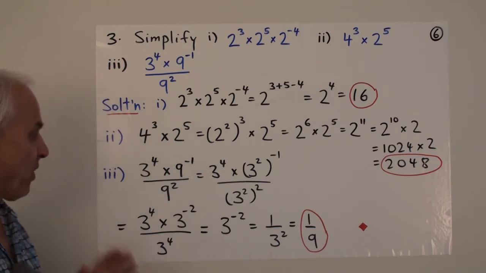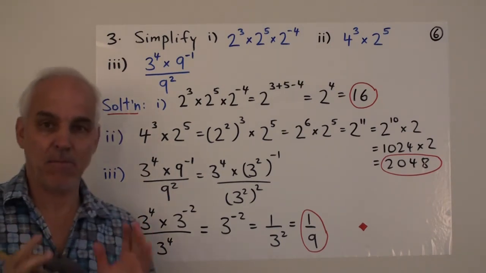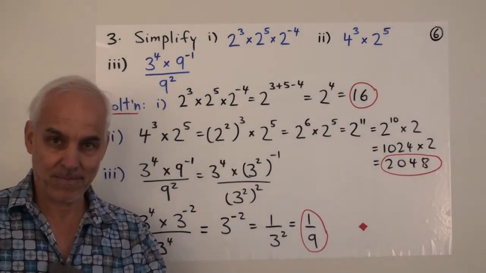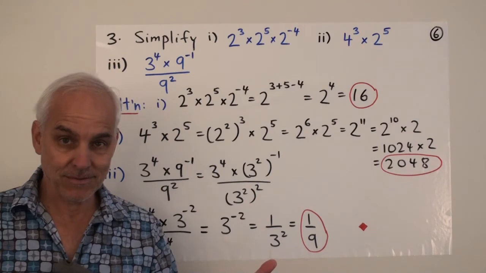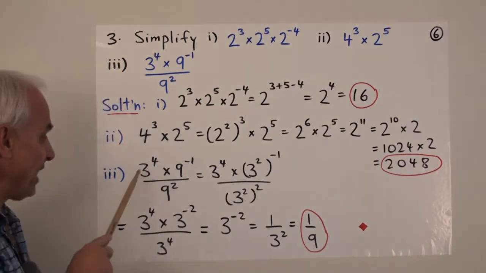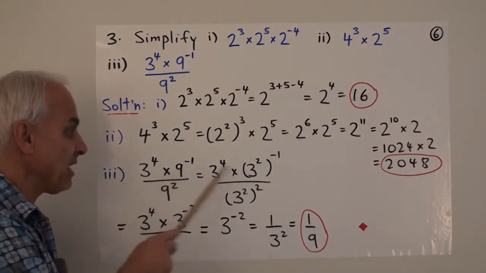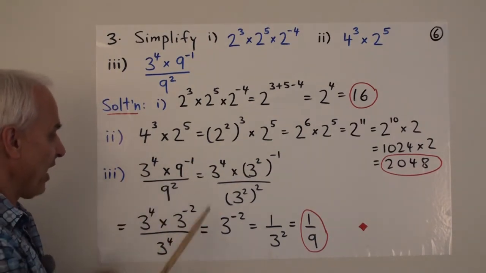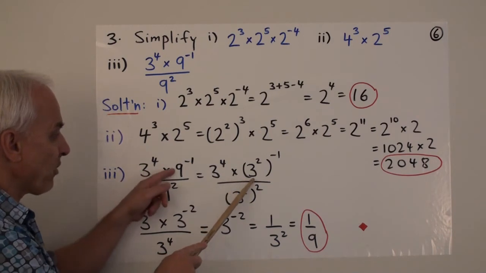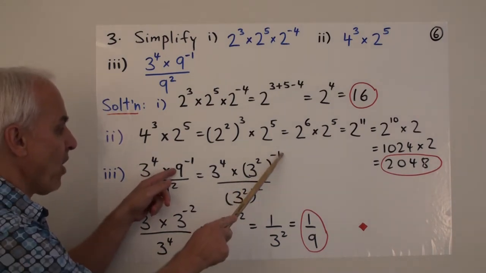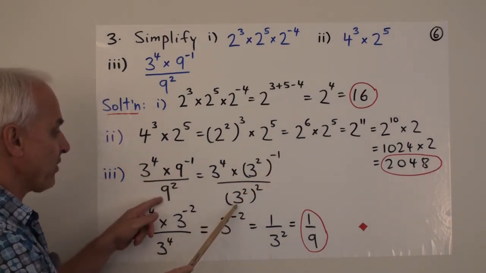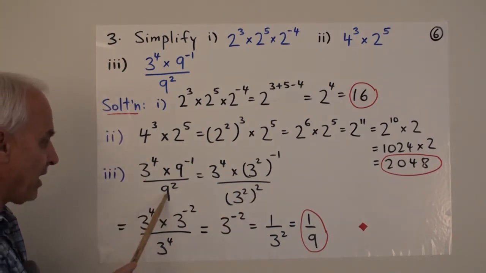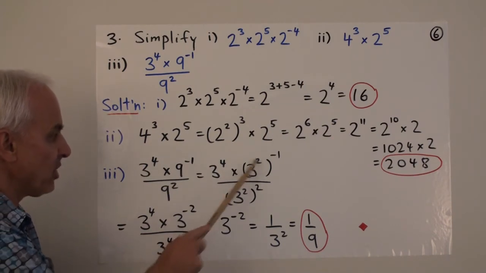To simplify things, we want to convert everything to the same base. Then we can use the index laws that we're familiar with. What base are we going to choose? We should choose the base 3, because 9 can be expressed as 3 squared. So we can rewrite this as 3 to the 4th times 3 squared to the minus 1, divided by 3 squared squared. You see, we're replacing the 9 here and here with 3 squared.